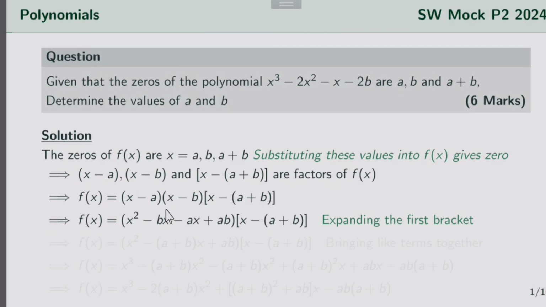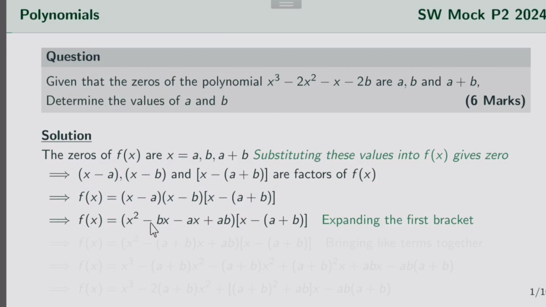So I'll start with x times x, which is x squared; x times negative b, negative bx; negative a times x, negative ax; negative a times negative b, positive ab. Now I have expanded the first two brackets. Now notice that these two terms, negative bx and negative ax, are like terms because they are terms containing x. I can bring these terms together by factoring out negative x.